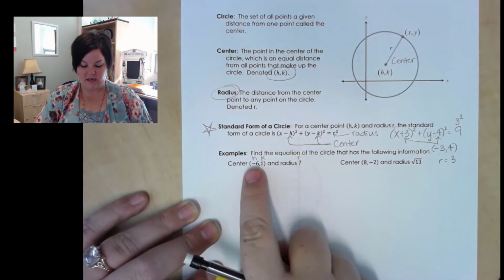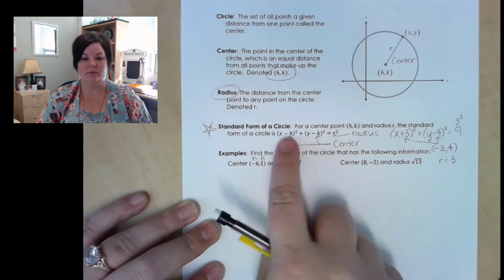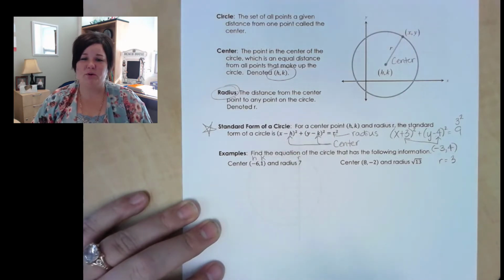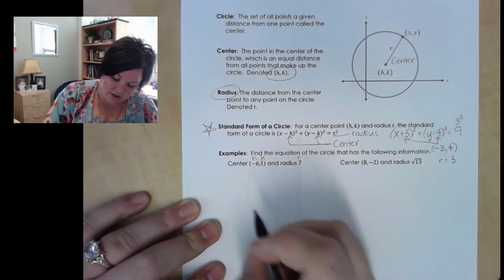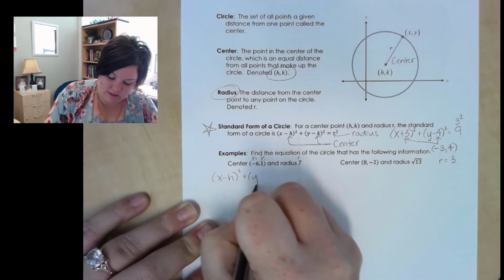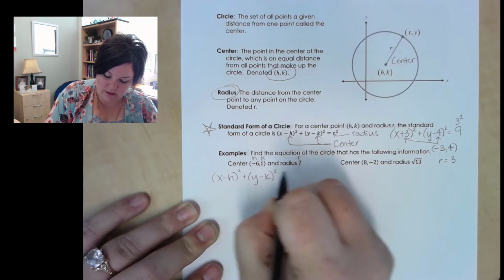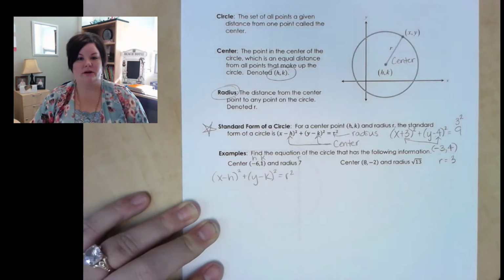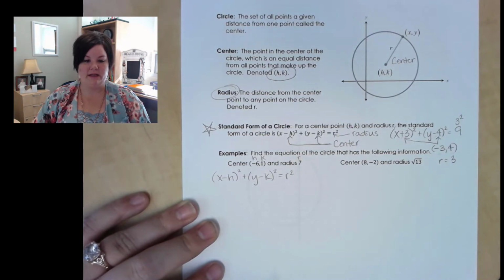So I'm just going to take H, K, and R and plug it into this formula. Now, when you're trying to get familiar with a formula, the more you can write it and say it, the more you're going to remember it. So I'm going to go ahead and write X minus H quantity squared plus Y minus K quantity squared equals R squared. Okay, so this is what we want to end up with.